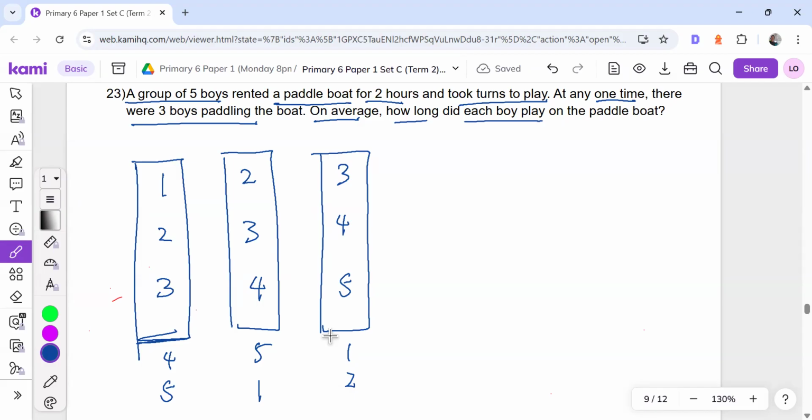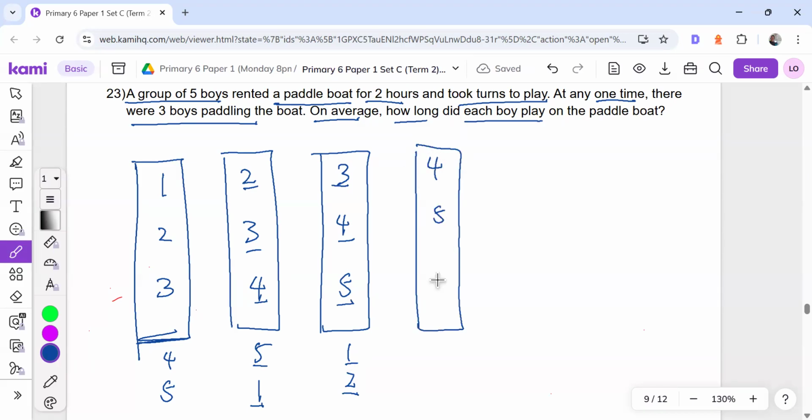There's an order. The first game, first, second, third, fourth, fifth. Then after that, second, third, fourth, fifth, first. Then third, fourth, fifth, first, second. So there's an order there. Then the next game will be fourth, fifth, first, second, third. Then the next game. So how many games do you think they will play? 5 person means there are 5 games. So they will play 5 games. Fifth, first, second, third, fourth.